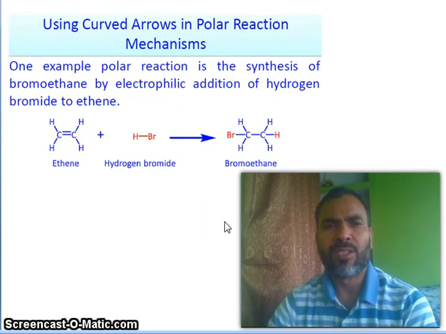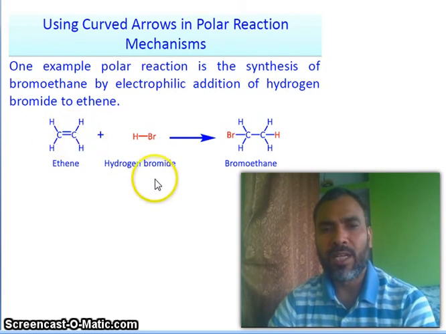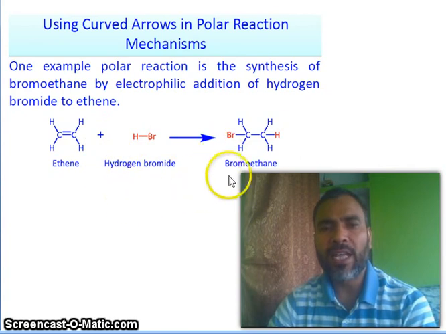Now, using curved arrows in polar reaction mechanisms. One example of a polar reaction is the synthesis of bromoethane by electrophilic addition of hydrogen bromide to ethene. This is a very simple reaction. You see ethene, it contains a double bond, and this is hydrogen bromide, and after the reaction you will get the addition product, bromoethane.